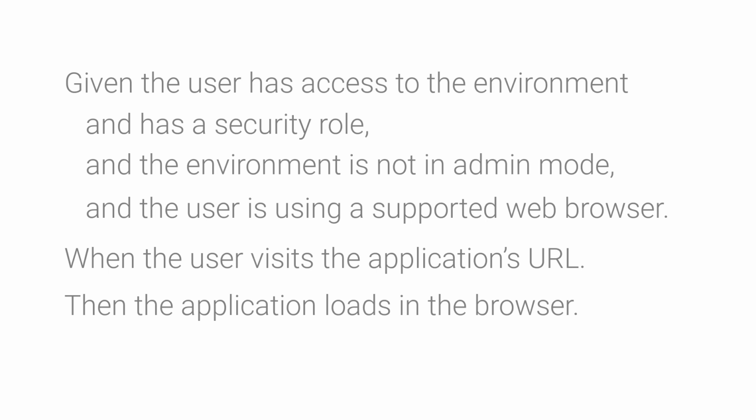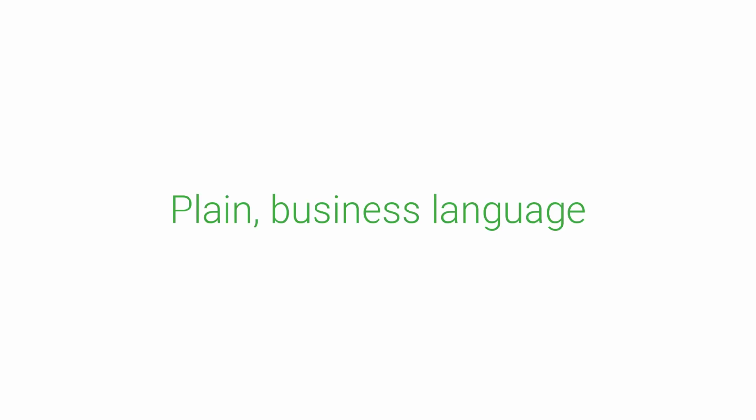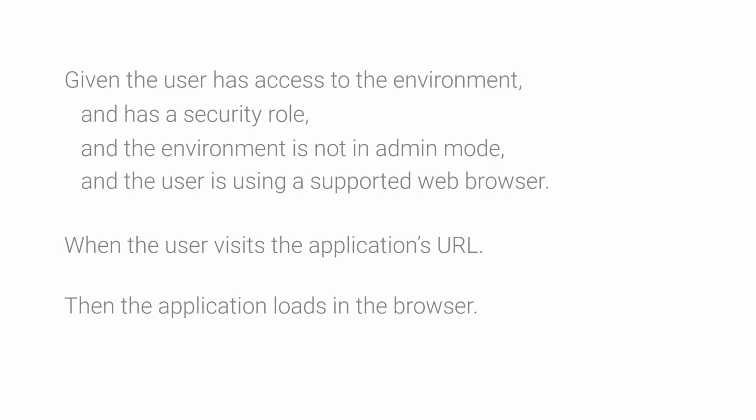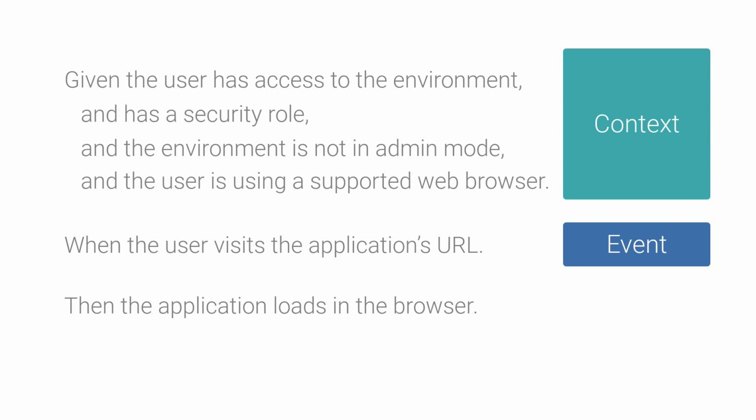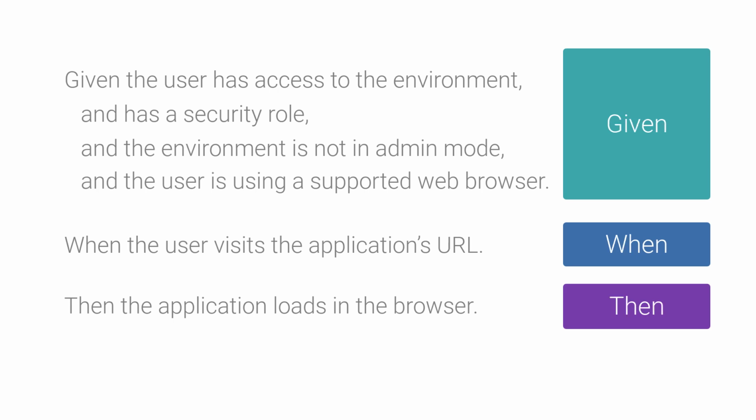One of the features of a behavioral test is that the test is written in business English. The test could have been written, or at least understood, by one of your application's users. You might have also noticed that the test has three parts. These are referred to as the context, event, and outcome, or also known as given, when, then.